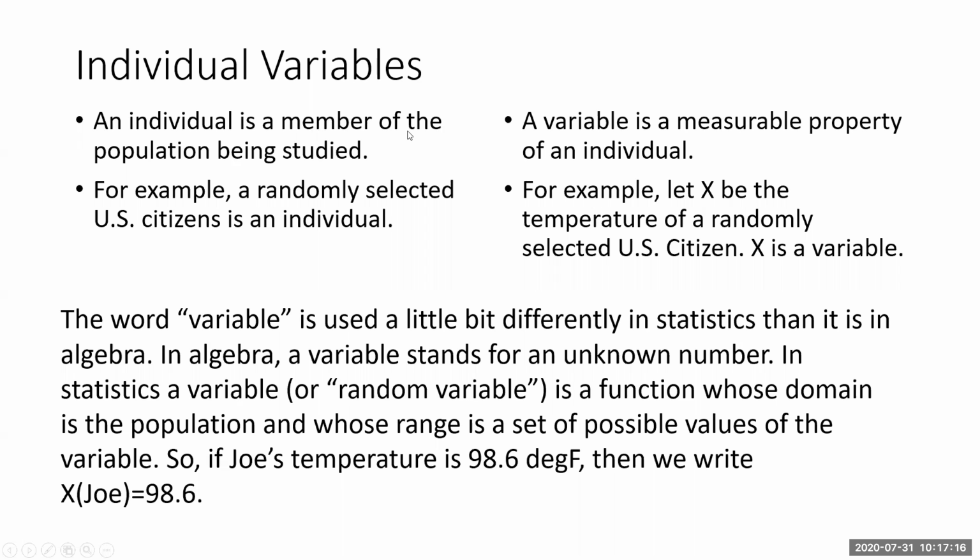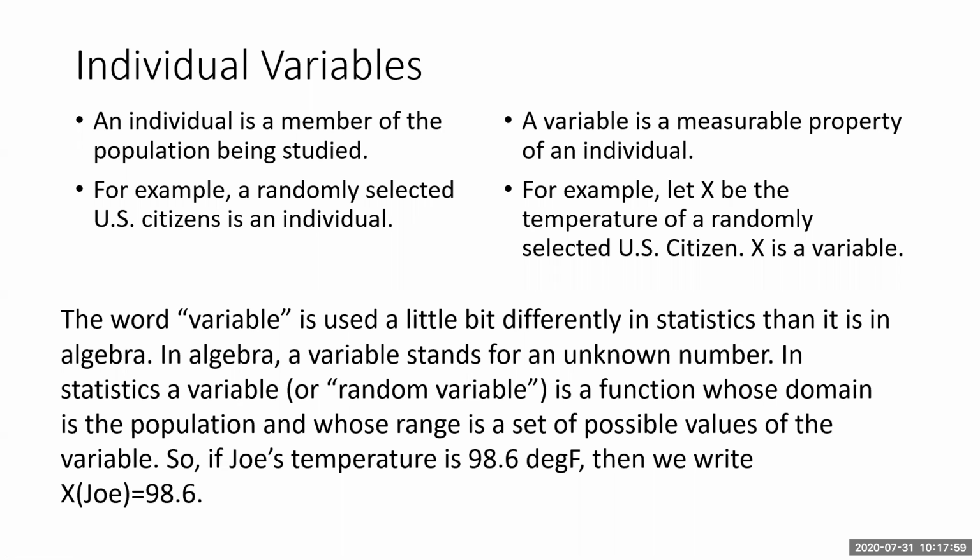A variable is a measurable property of an individual. So if X was the temperature of a randomly selected US citizen, X is a variable. You might notice that the word variable here is being used a little differently from the way you may have seen it in a high school algebra class. In algebra, variable stands for an unknown number. They'll say something like, let X be the width of the book. You're given the area and the height of the book, so now find the width.